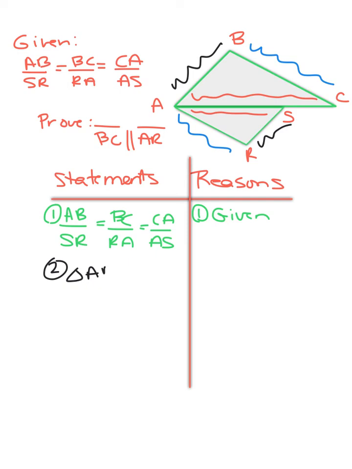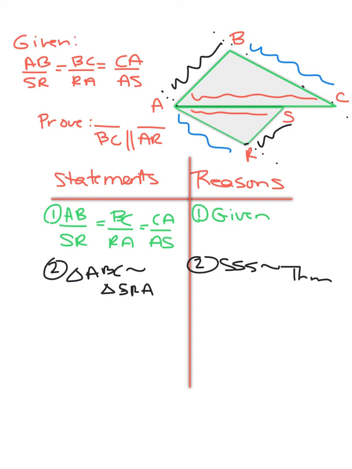So I can say triangle ABC is similar to triangle SRA. And again, I have to be careful the letters I match up together. And that is because of side, side, side similarity theorem. All three sides are in proportion. So now, in trying to prove that BC is parallel to AR, I'm going to kind of extend that a little bit and see what angles are going to be helpful there.